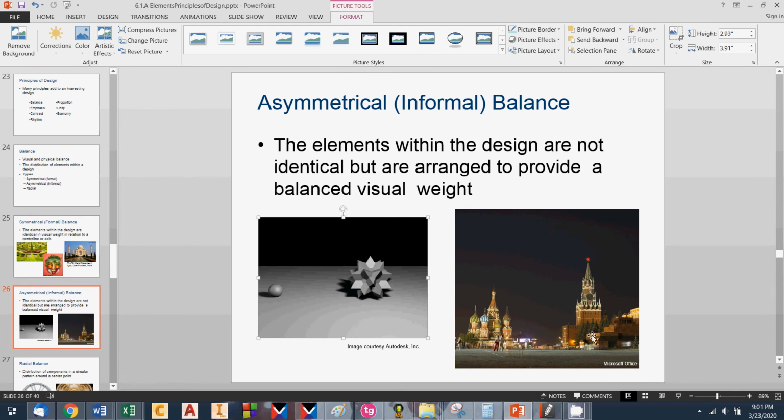Here we see Moscow, and you can see that we have a couple of different points of emphasis in how this picture is taken. We've got some on the right, we've got some on the left, and it kind of creates a sense of unity in the picture, even though we don't have the exact same things repeated on both sides.